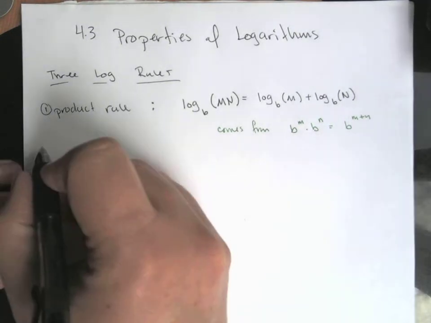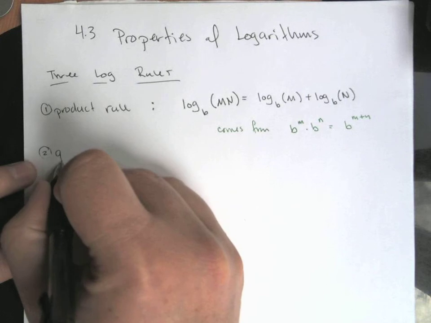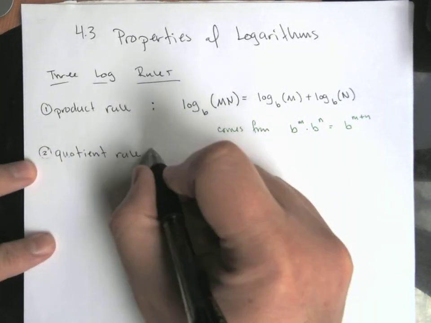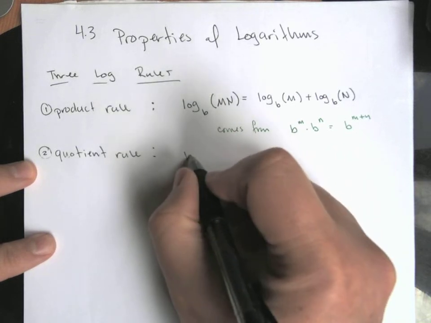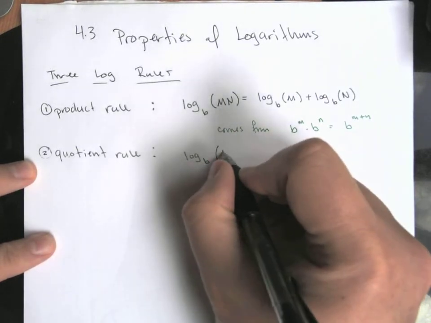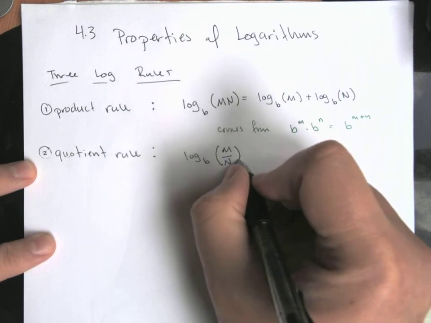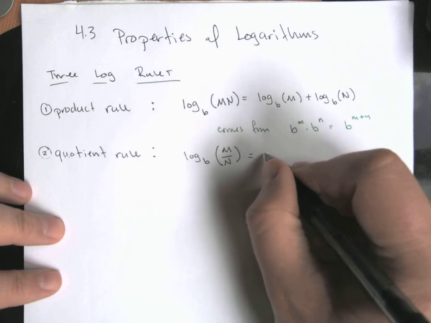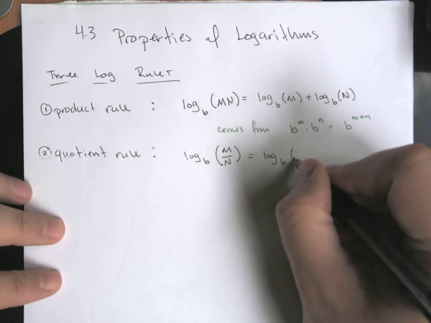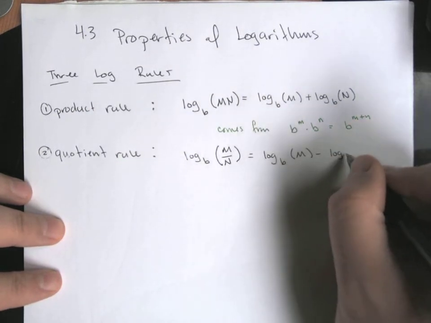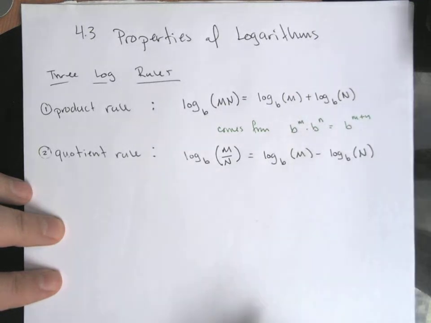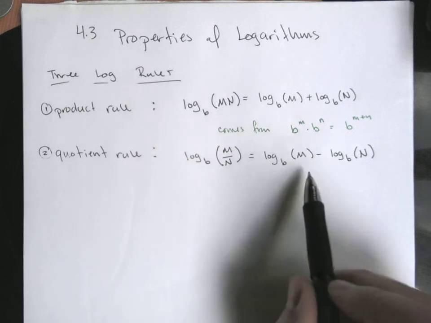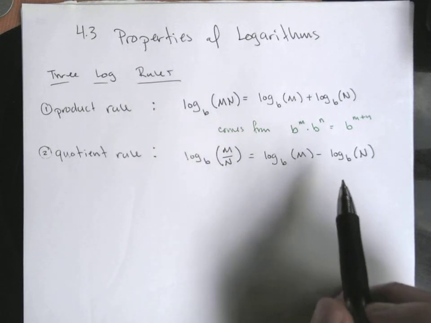The next rule is our quotient rule. So product means multiply, quotient means division. So this is going to be the log base b of a fraction, right, of a division. So m divided by n. And what happens here is you're going to get 2 individual logs, but instead of them being added together, it's a subtraction. Because it's subtraction, of course, the order is important, and it's always going to be the numerator value minus the denominator value. So 2 separate logs where you have the log of the top minus the log of the bottom.